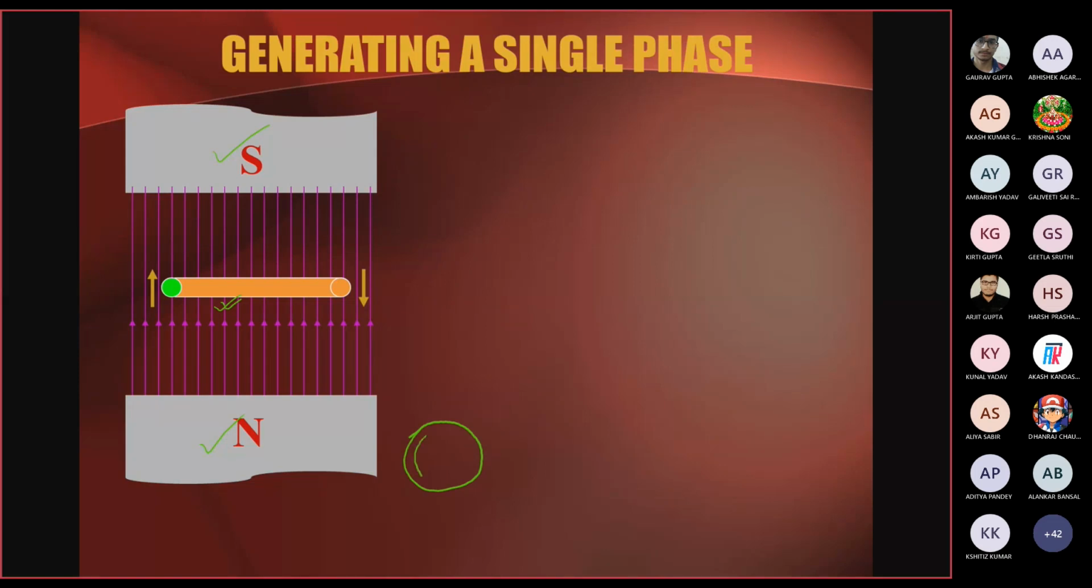So conductors are wound in the slots provided on the stator and armature. So here you will see, if one coil is A dash, then you have B dash, then you have C dash. This is for a three phase system.